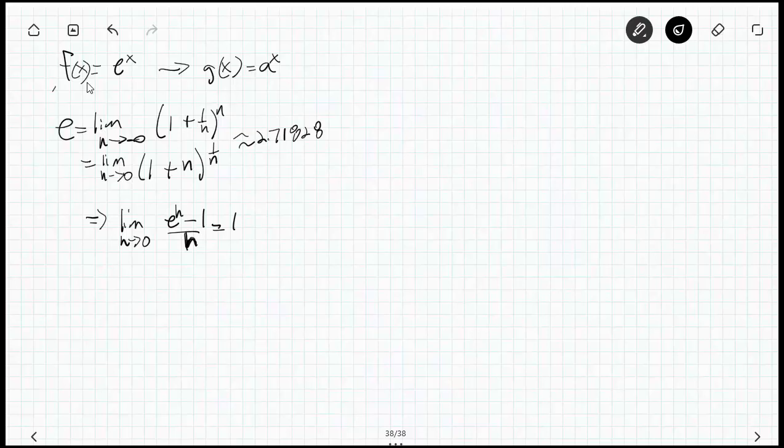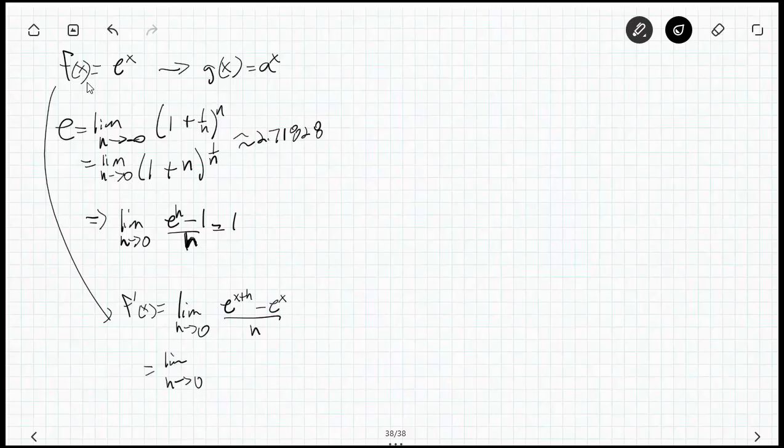So let's figure out what f prime of x is for e to the x. This is going to be the limit as h goes to 0. I love it when I have a full page to work from because I know I'm almost done with the video and my writing doesn't really matter anymore. Remember, f of x plus h minus f of x, so that's going to be e to the x plus h minus e to the x all over h. And this guy is going to be the limit as h goes to 0 of e to the x times e to the h minus e to the x.